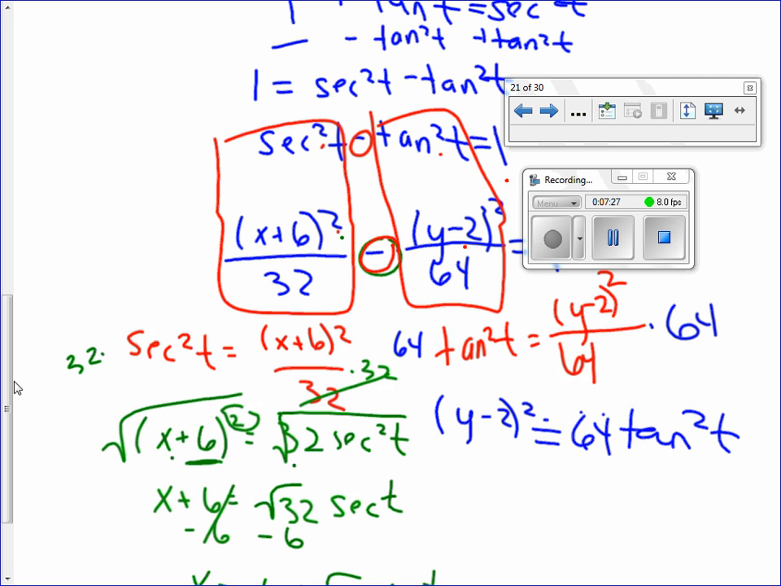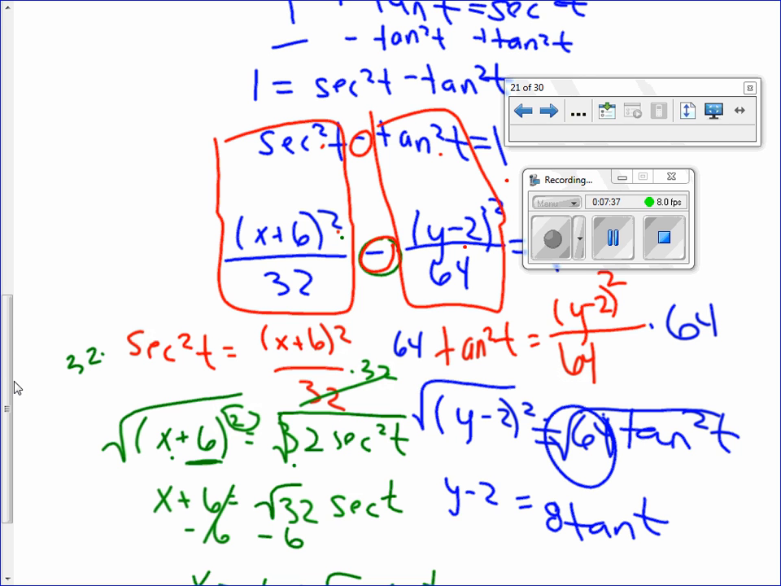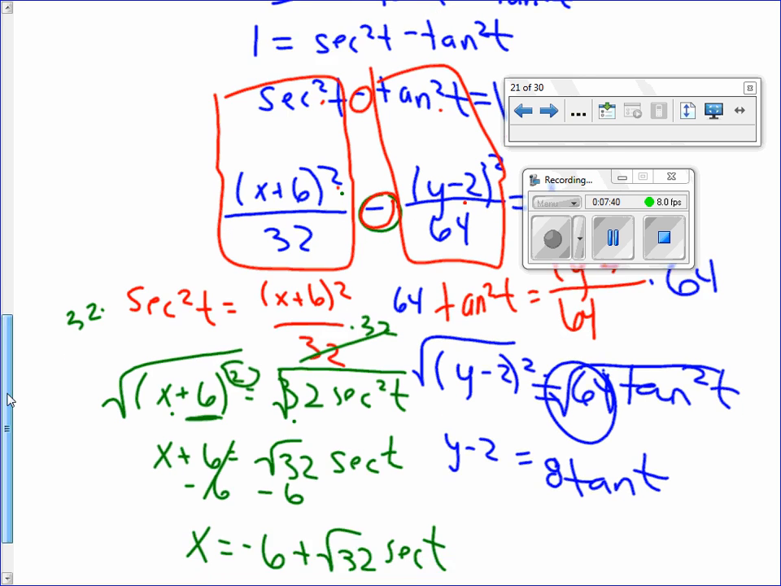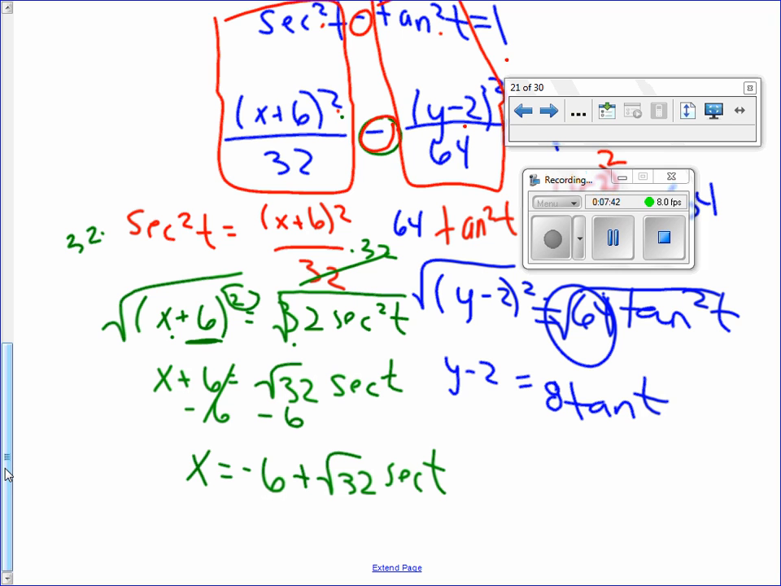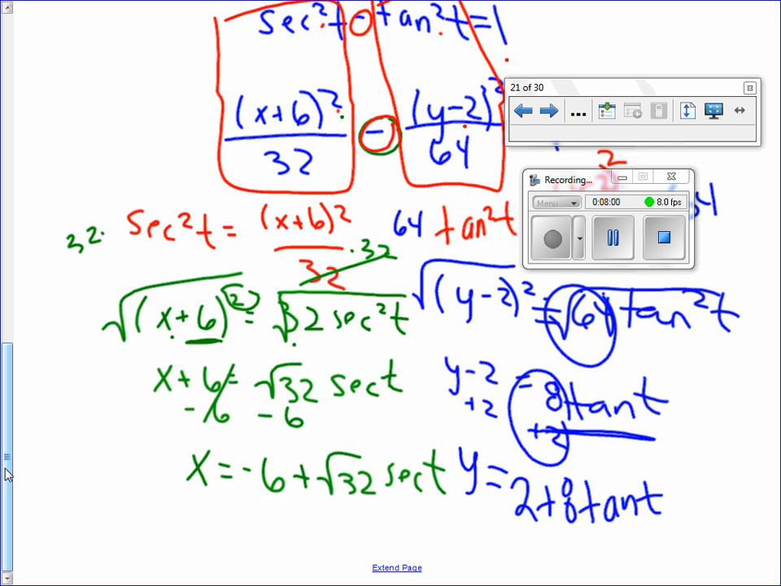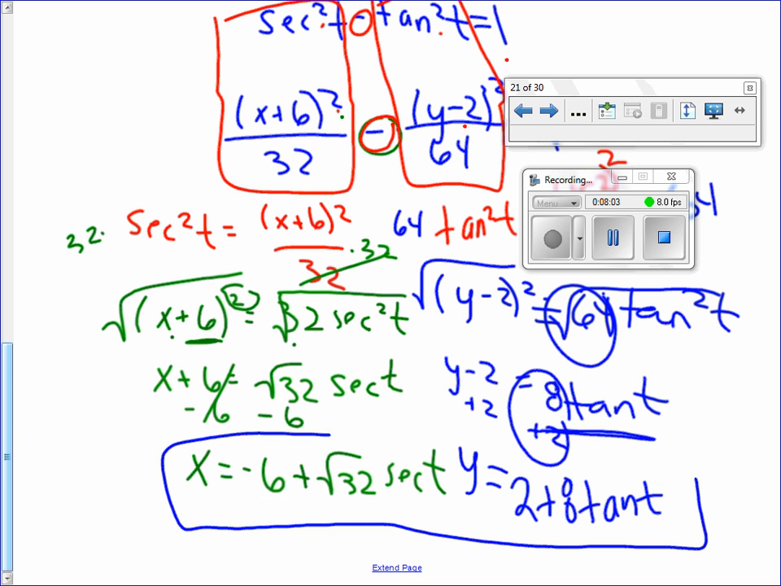And again, we're going to take the square root on both sides to get out of those parentheses. We do know the square root of 64, it's 8. And the square root of tangent squared is tangent. So then our last step is to add 2 to both sides. And we get that y equals, now we cannot add the 8 and the 2 together because this 8 is attached to the tangent by multiplication. And thinking about the order of operations, PEMDAS, you would have to multiply before you could add. So it's just going to be 2 plus 8 tangent t. And those are parametric equations.